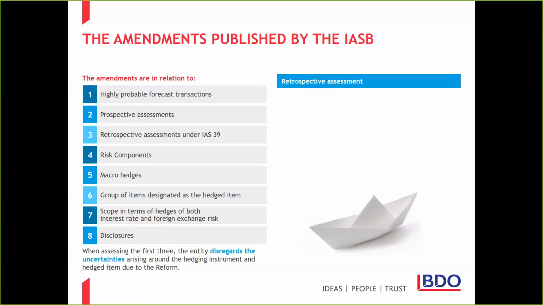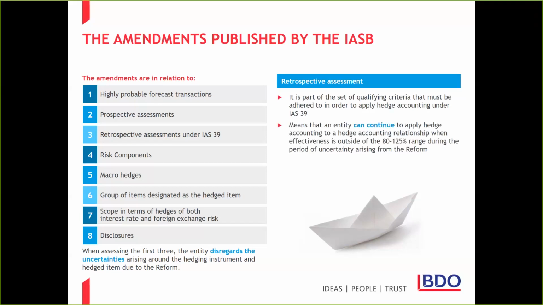the hedge risk. On retrospective assessments, as you may be aware, one must perform effectiveness testing on a retrospective basis for a hedge accounting relationship under IAS 39. This relief means that if the entity is applying hedge accounting to an interbank offered rate hedge risk, then the uncertainty of the reform is disregarded when it comes to the 80 to 125 hedge effectiveness test requirement under IAS 39.